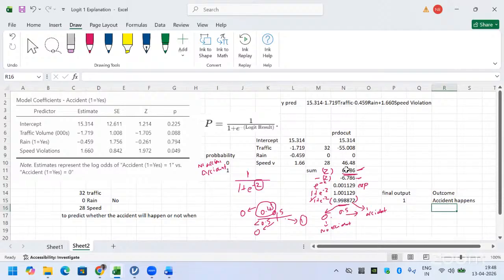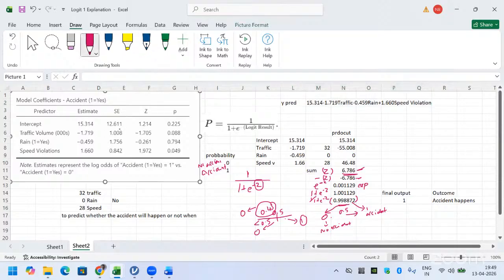So is that clear? By taking this table, we have created this value, because as I said, probability is equal to 1 divided by 1 plus e power minus z. So that is the logit value. For the predicted value, I've taken only these values. The first value is 15.314, which I've mentioned here. The second value is minus 1.719 into traffic. The next value is minus 0.459 for rain.